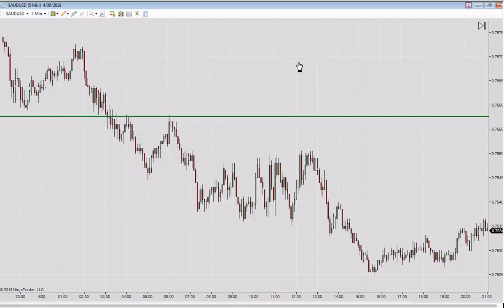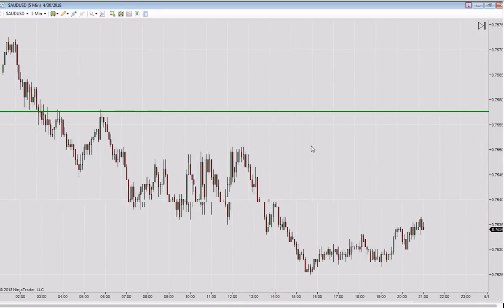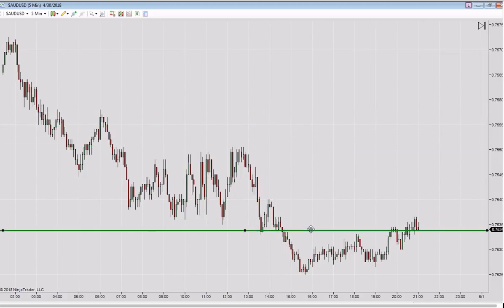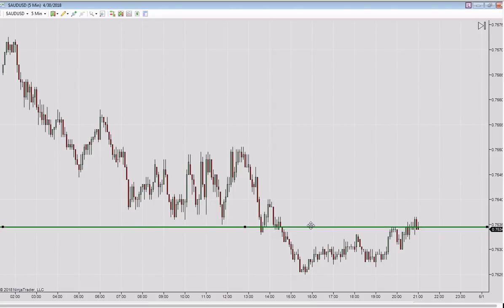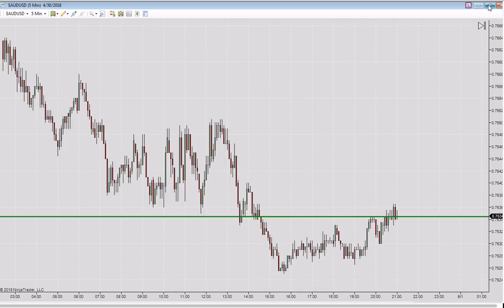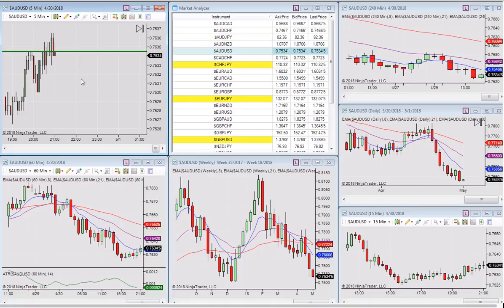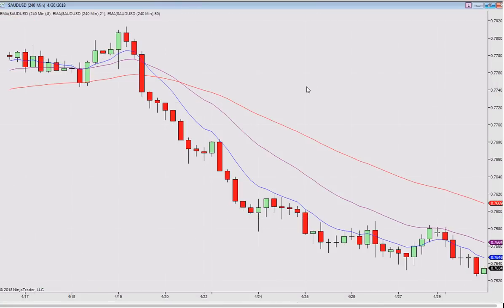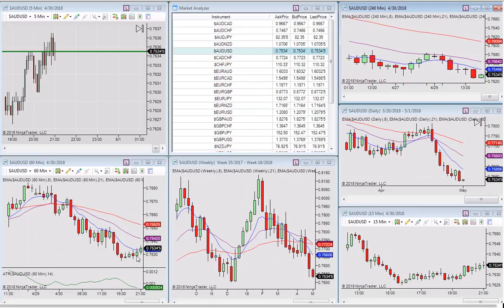So where is the appropriate place to place our support line? Probably there, and let's look at this before we decide whether we're going to get in. So, not that clean on the 240. The 60-minute looks like a bounce.